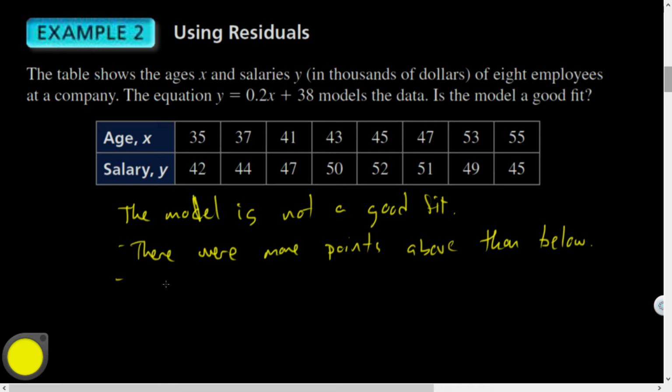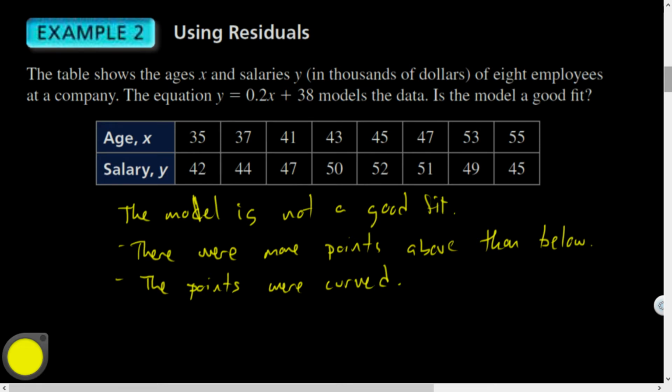Okay, all right. There were more points above than below, and the points were in a curve. Right, the points were curved. So I can use this to kind of analyze whether or not this is a good representation of the data.